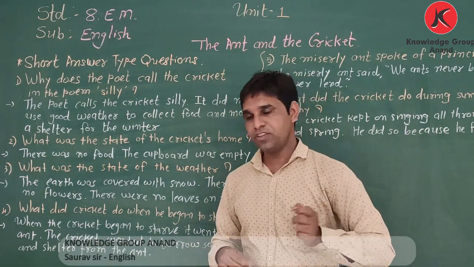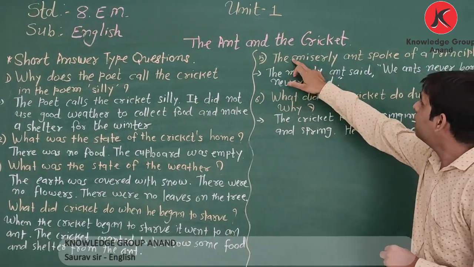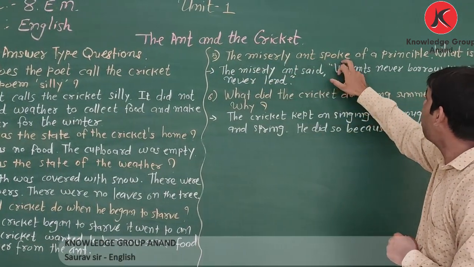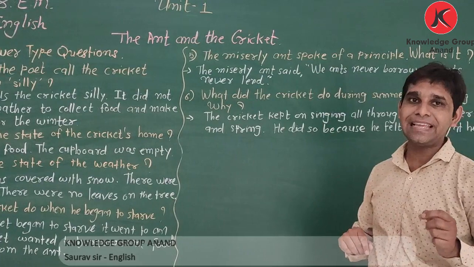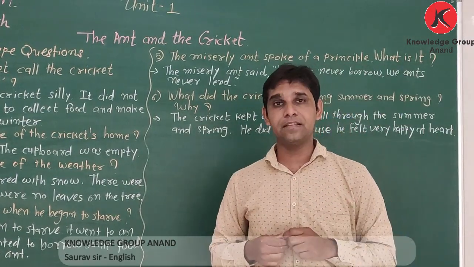Now the next question, the fifth one. Fifth question. The miserly ant spoke of a principle. What is it? The principle of the ant.